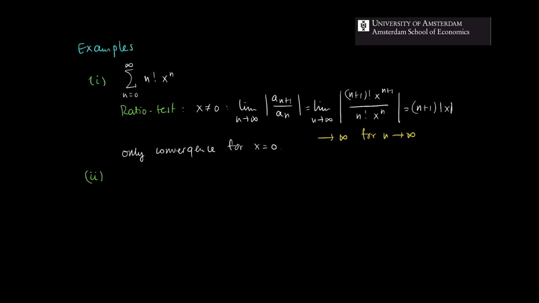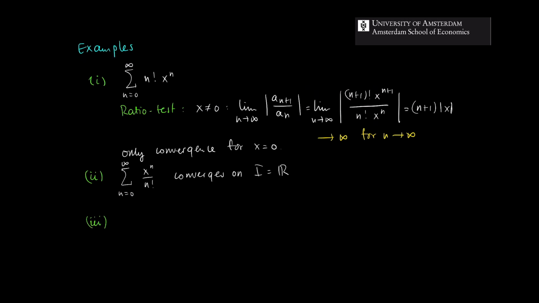And the second example, consider the one that we've seen before, the sum over n equals 0 to infinity of x to the power n divided by n factorial. Here we see convergence on the full set of real numbers. So for any x in R, this series will converge. Well, this is also easily shown by performing a ratio test. I won't do it here, we did it before.